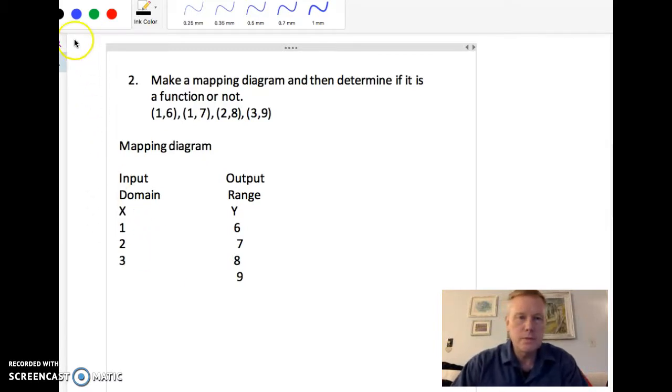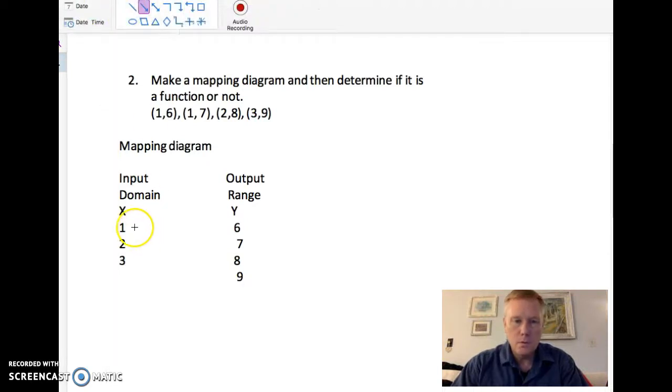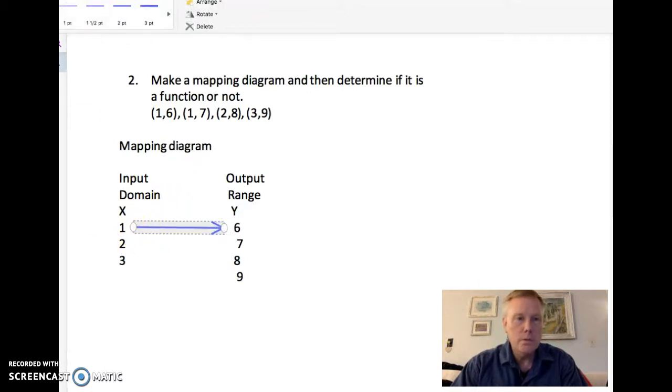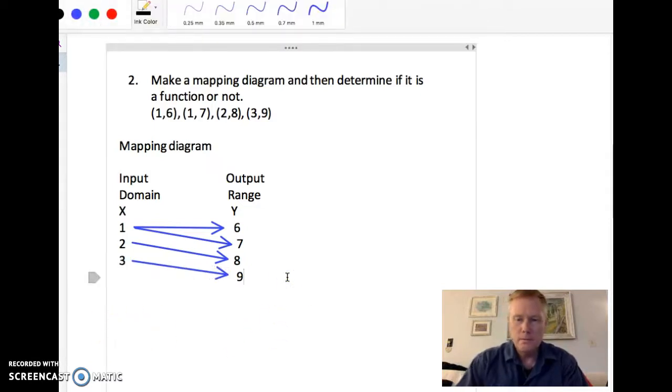Okay, and part of the mapping diagram is the arrows then. So 1 goes to 6, 1 goes to 7, so this one's got like a double arrow. 2 goes to 8, and 3 goes to 9. And then you're asking yourself that same driving question. Did every input go to exactly one output?